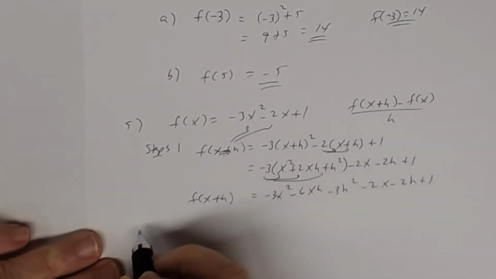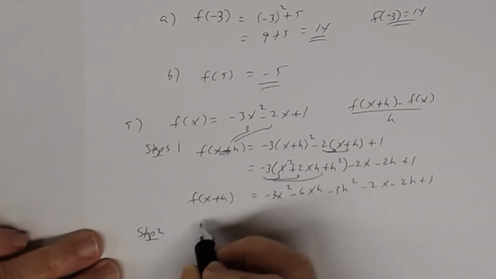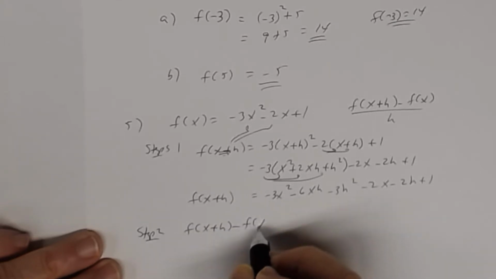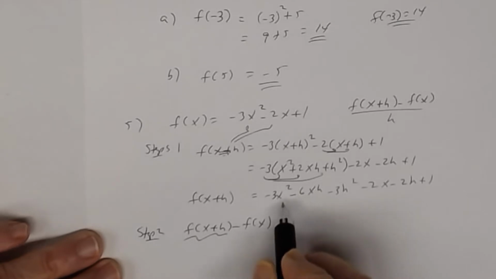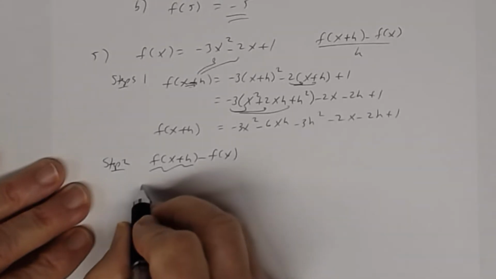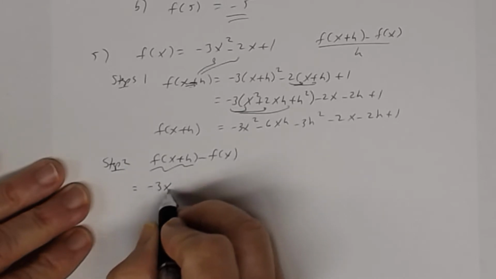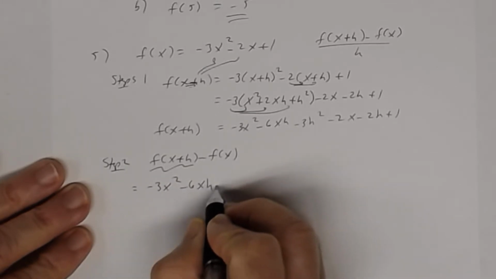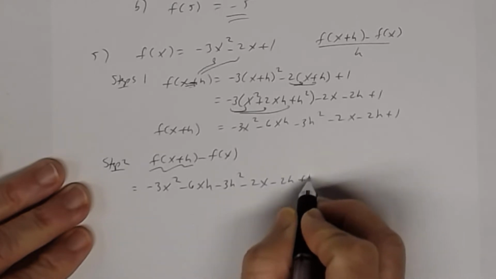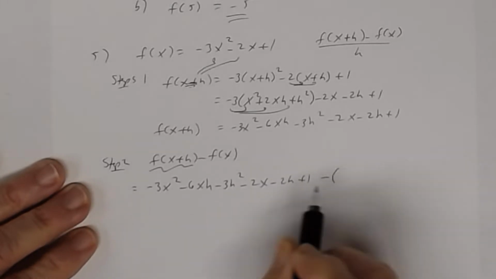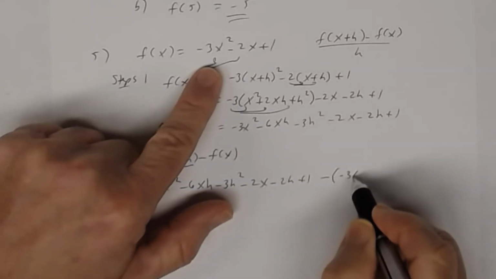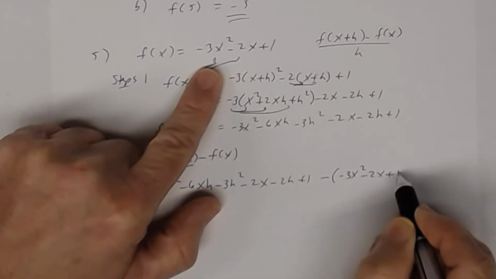Now what I got to do, step 2, is to now subtract f of x from what I just found. So step 2 would be to find f of x plus h minus f of x. So I just found f of x plus h, that's this. So I get negative 3x squared minus 6xh minus 3h squared minus 2x minus 2h plus 1. And then I'm subtracting f of x, which was given to us. That's this here. So minus (negative 3x squared minus 2x plus 1).